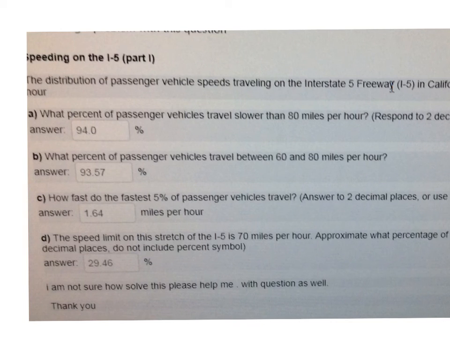Okay, I've got your second question here now. The information that we're given in this question is that the mean speed is 72.6 miles per hour and your standard deviation is 4.78 miles per hour. Okay.